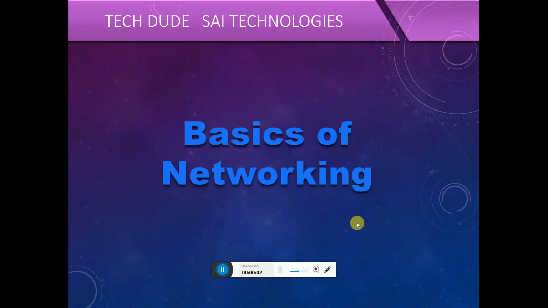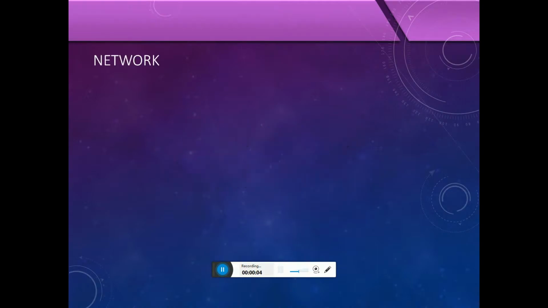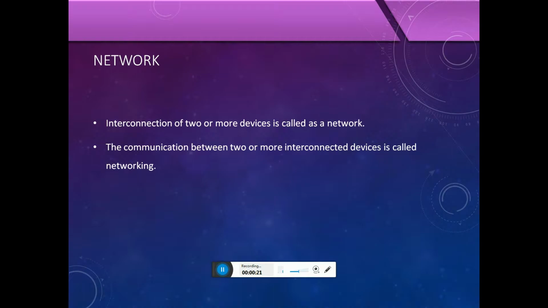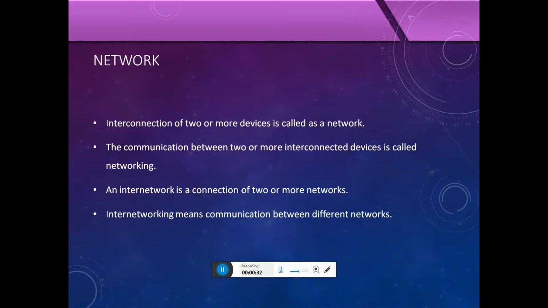Today I will talk about basic networking. Basics of networking. Network: the interconnection of two or more devices is called a network. This is very simple. The communication between two or more interconnected devices is called networking. Internetworking is a connection of two or more networks, meaning communication between two different networks.